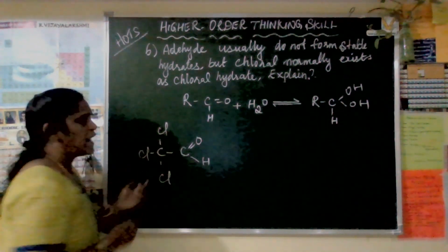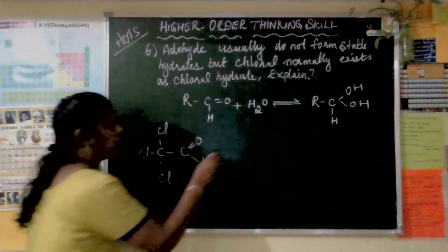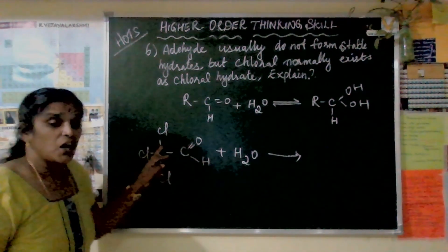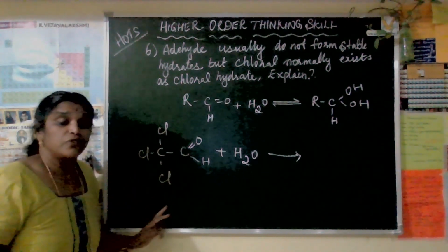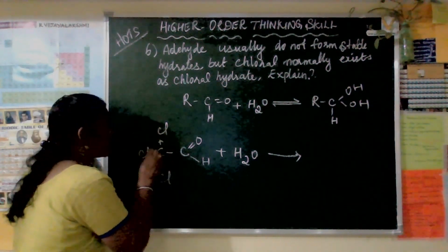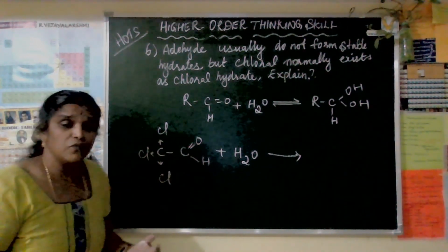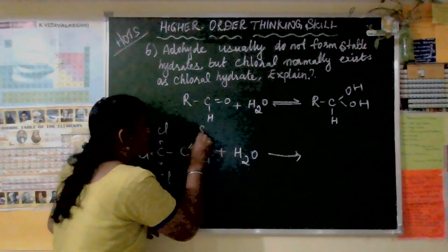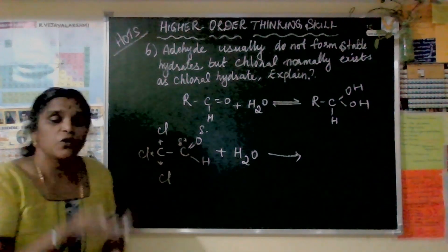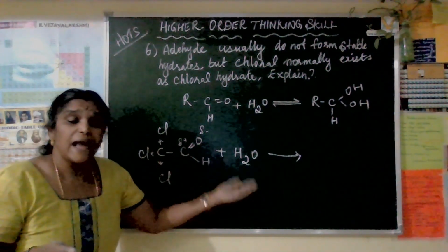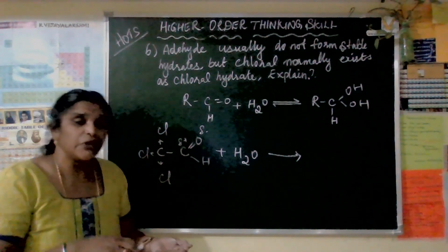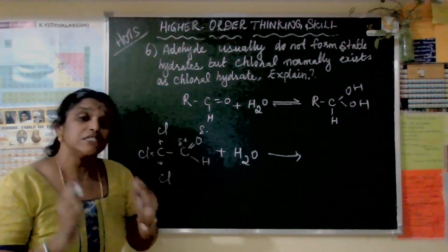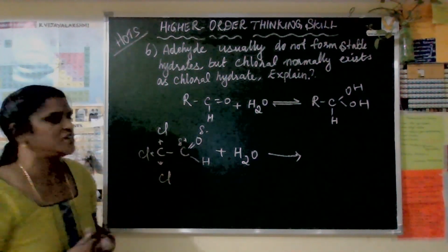Okay, so this is a chloral. Chloral combined with water, what happens? This chloral has three electron withdrawing groups. Due to these electron withdrawing groups, the positive charge on the carbonyl carbon slowly increases. So water acts as a nucleophile and forms chloral hydrate, which is very stable, and a cyclic formation takes place.